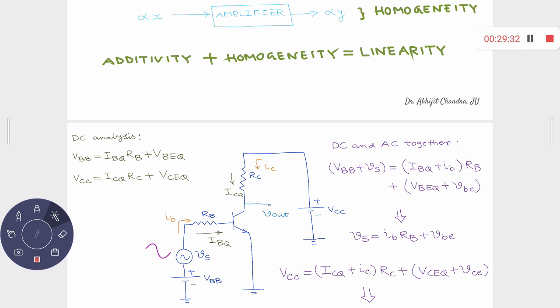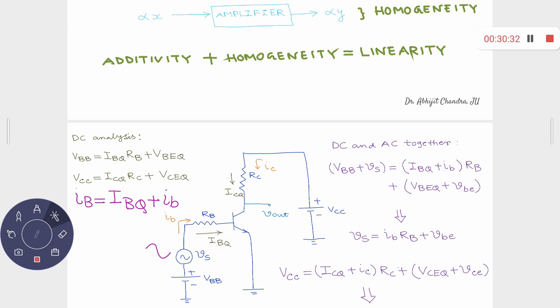So, what is the total base drive? VBB plus VS, that is the total base drive. That is equal to the total current. What is the total current? IBQ plus some small signal part, let it be small IB. So this capital IBQ plus small IB is nothing but your total instantaneous base current. So I can write this capital IB is equal to IBQ plus small IB. When you add this VS along with this VBB, then the total current flowing in the circuit is the summation of these two, capital IBQ plus small IB.